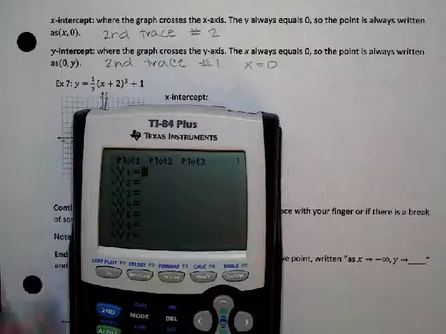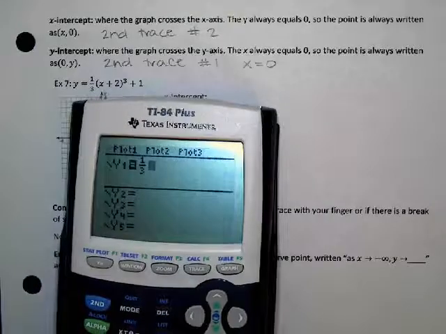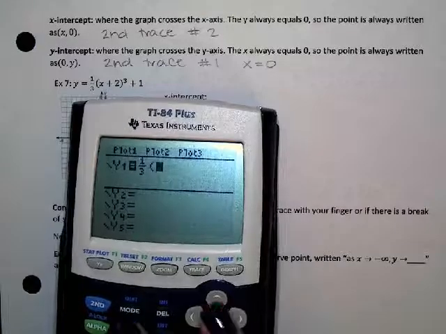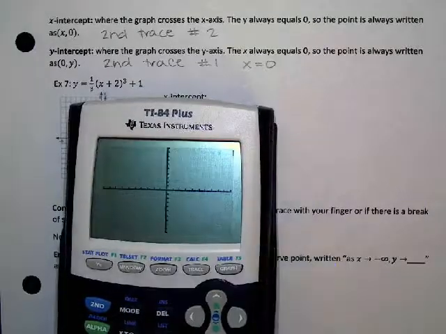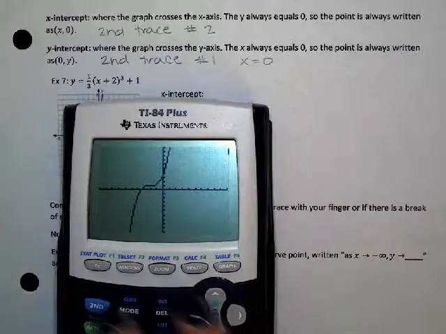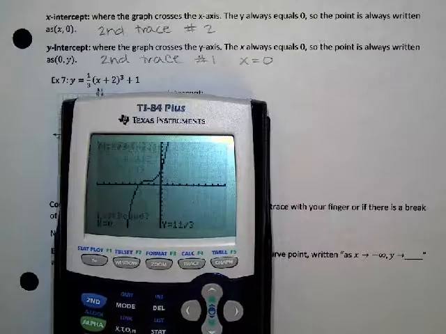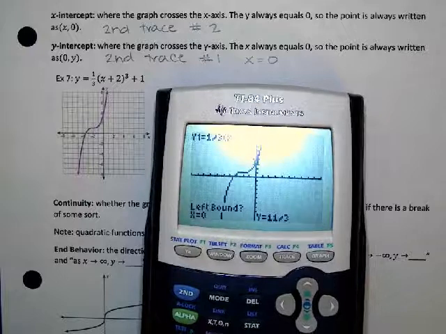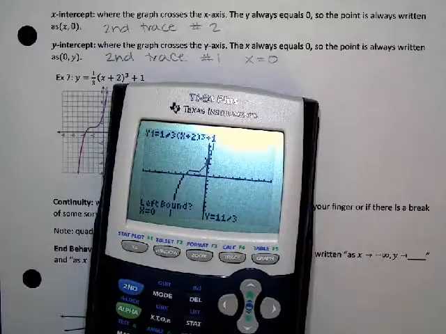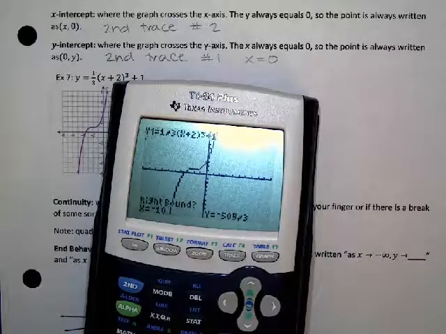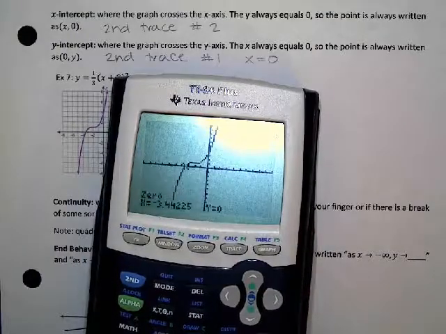So I'm typing 1/3, and I'm typing this in as a fraction. 1/3 (x + 2)^3 + 1. I'm going to go ahead and hit graph. All right, so I'm going to go ahead and do second trace, option number 2, I'm looking for my x-intercept. I can see my intercept is somewhere around -4, so I'm going to tell my graph, my left bound is -10. I'm going to do my right bound is 0. My x-intercept is somewhere between -10 and 0. So my x-intercept is -3.442.